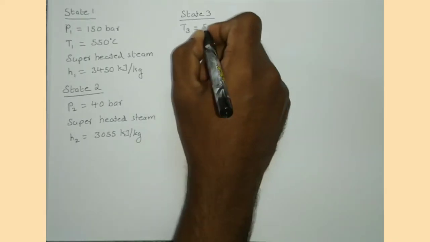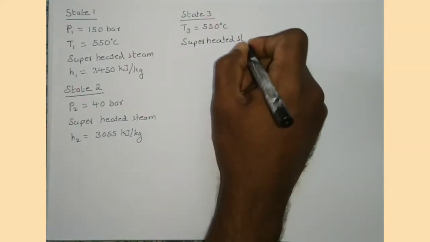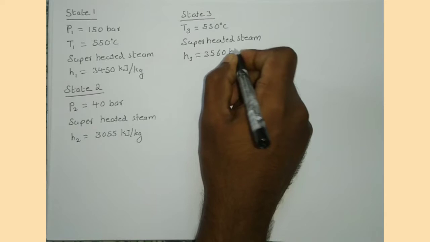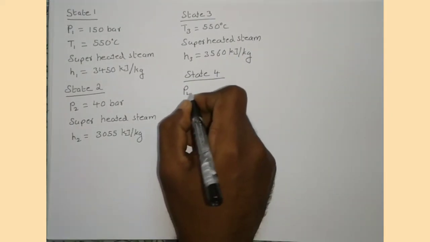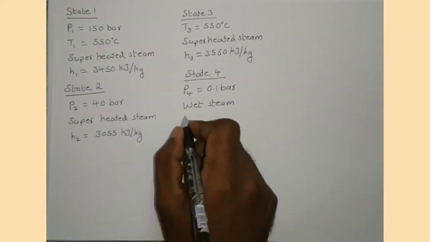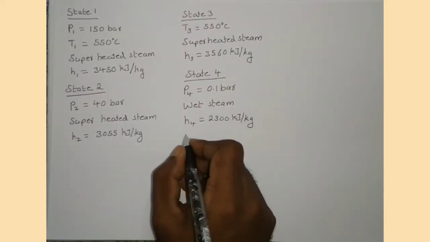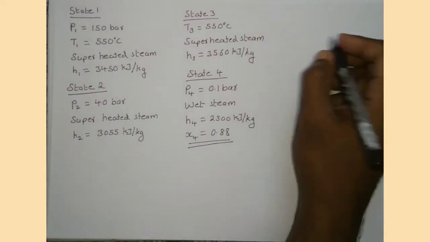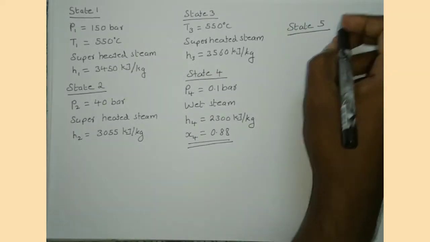At state 3, we know the temperature T3 equals 550 degrees Celsius and pressure is 40 bar, which is the same as state 2, and the condition of steam is superheated. The enthalpy value obtained from the Mollier chart is H3 equals 3560 kJ per kilogram. At state 4, pressure P4 equals 0.1 bar and the condition of steam is wet. The enthalpy obtained from the Mollier chart is H4 equals 2300 kJ per kilogram, and the quality of steam, which is asked in the question, from the Mollier chart is X4 equals 0.88.